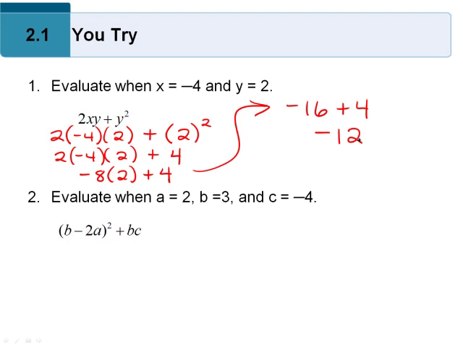All right, so number 2, evaluate when a is 2, b is 3, and c is -4. And we have this expression, b minus 2a, the whole thing squared, plus bc.